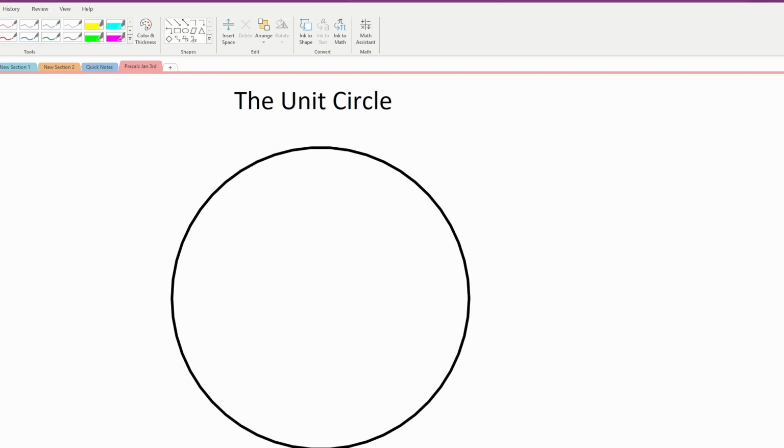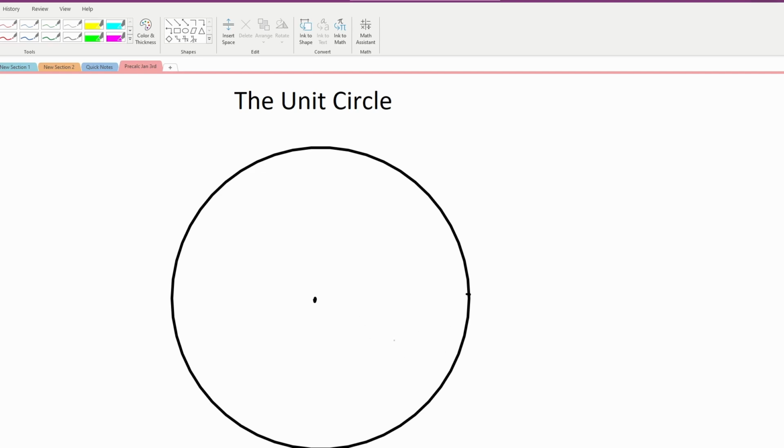Welcome. Today, I'm going to be introducing the six main trigonometric functions that we'll be using for the rest of this unit. But before we do that, I want to briefly remind you of where we left off. First of all, we went over the formation of the unit circle. And as a reminder, the unit circle is called the unit circle because it has a radius of 1. So from the center to any point along the circle has a value of 1.